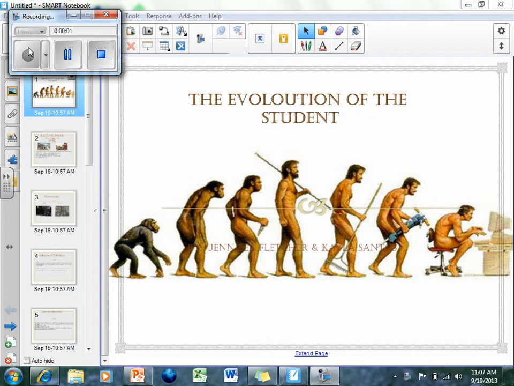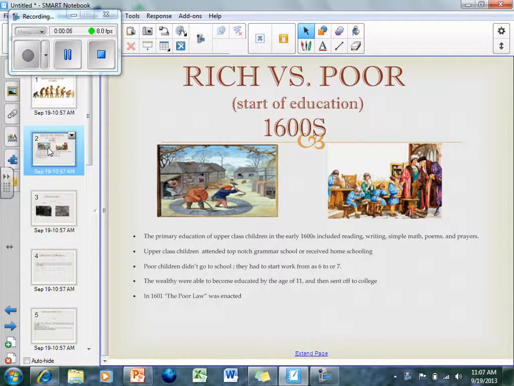The topic is the evolution of the student, and we started from the 1600s. The first topic was rich versus poor, and I did how the upper class children had a better opportunity in education, and how the poorer children basically had to work while the upper class children got their education. So one of the bullet points was: upper class children attended top-notch grammar schools or received homeschooling. Poorer children didn't go to school; they had to start work from 6 to 7.